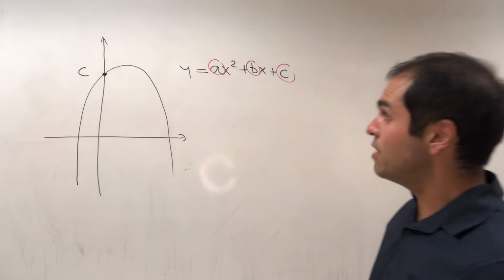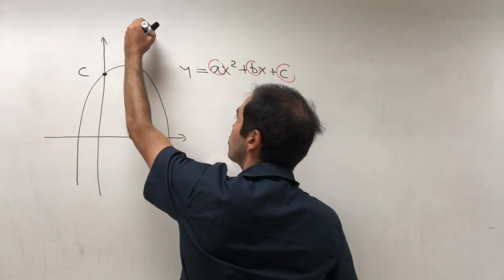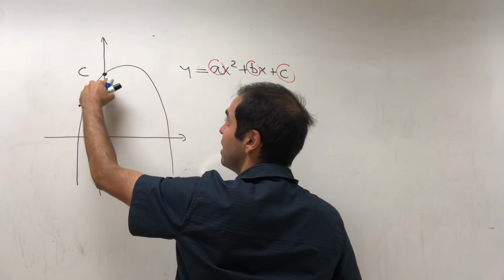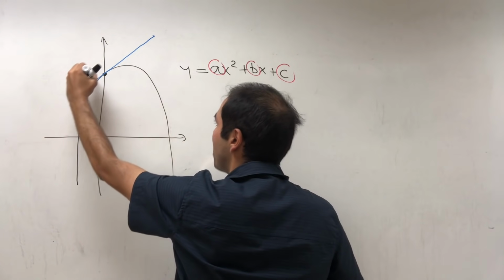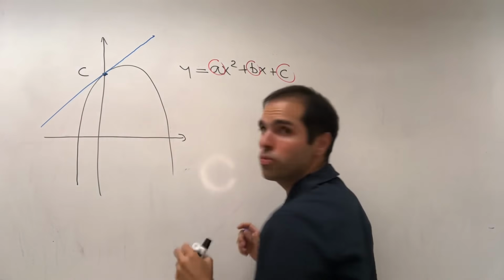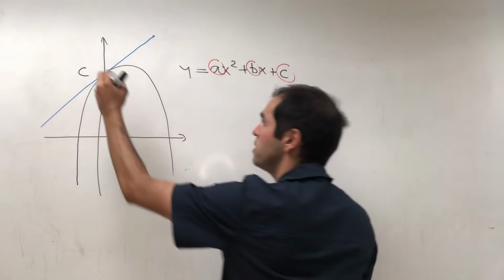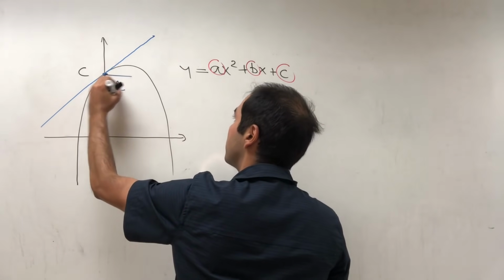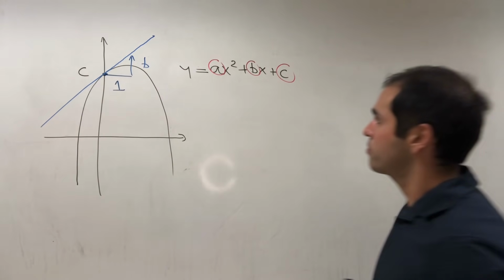B is slightly more interesting. Namely, it turns out B is just the slope of the tangent line at 0. So if you have this line that kisses this parabola here, then the slope turns out to be B. Now, what is slope? It just means if you go one step to the right, you go B steps up or down.